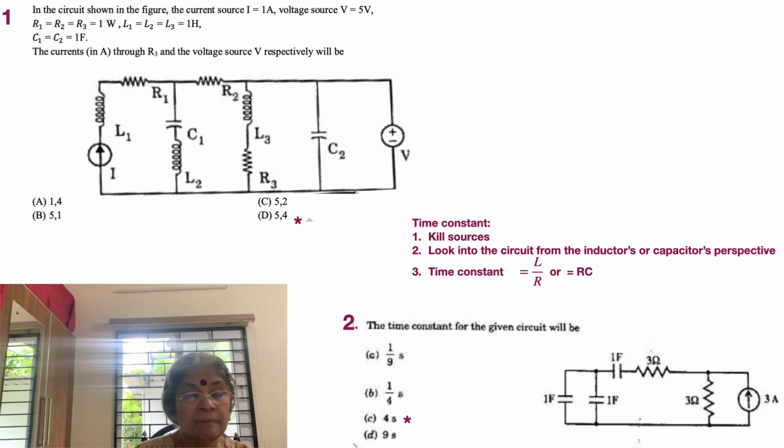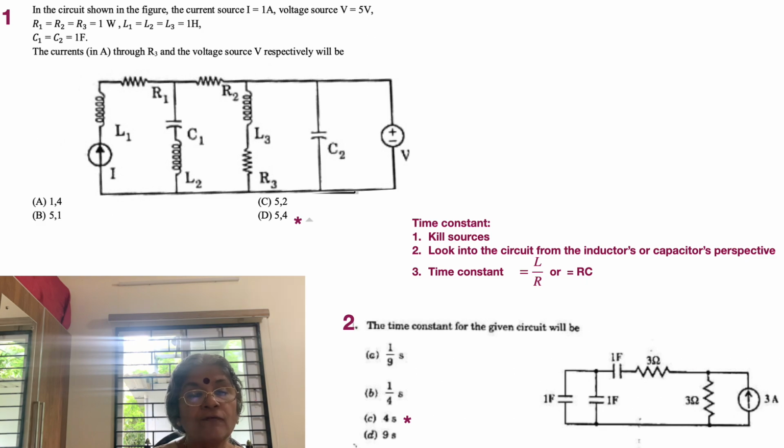So 5 by R3, which is equal to 1 ohm, that will give you the current through R3, which is equal to 5 ampere. Okay, and B, C and D offer 5 as the correct value. So that's okay.